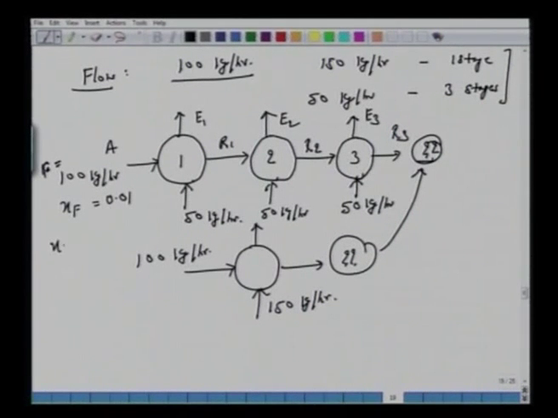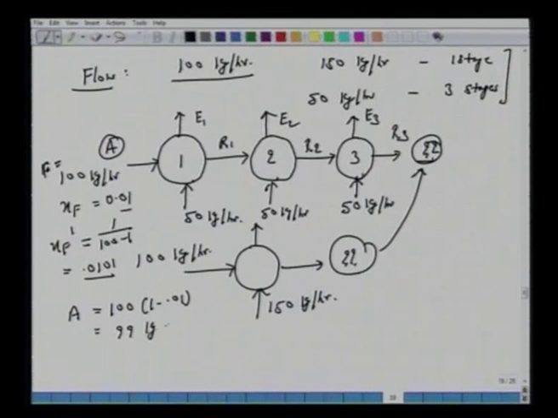As we said, we should work on a solute free basis. So XF prime is 1%. So this is 1 over 100 minus 1. So this number is 0.0101, slightly different from here. And A, right? It's A, which is pure water. So we are saying that A is now 100 into 1 minus 0.01. This is equal to 99 kg of water.